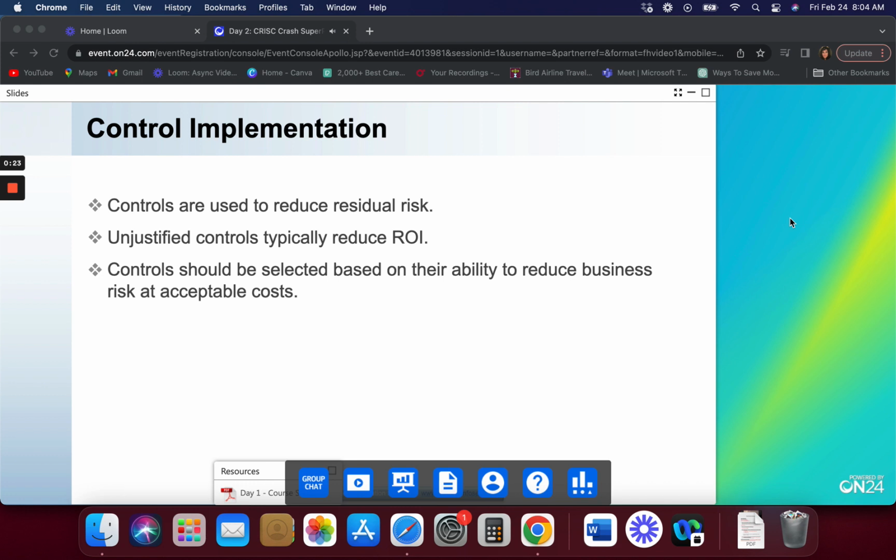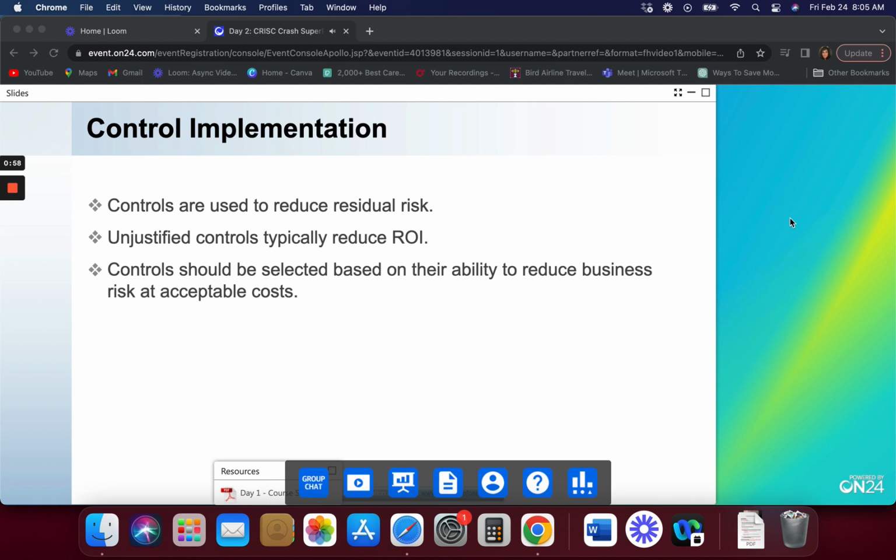So, unjustified controls typically reduce return on investment. How bizarre is this? We know that we justify controls because they bring positive return on investment. So I guess ISACA decided, well, if that's true, they could make a mirror of that question and say that means that unjustified controls reduce ROI. It's the opposite. That's true. Okay. At least it's consistent with the other question.